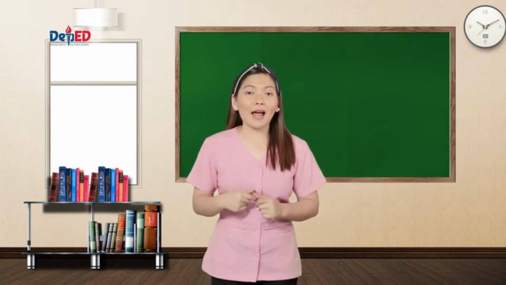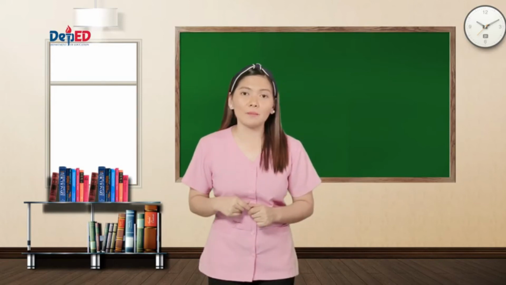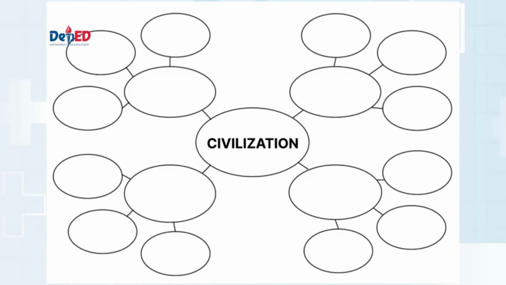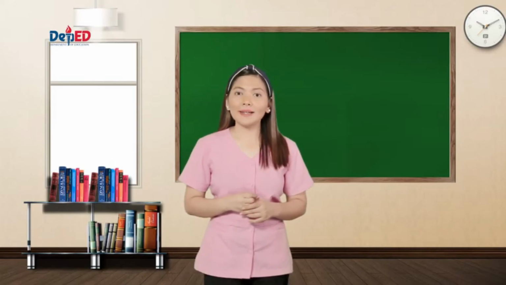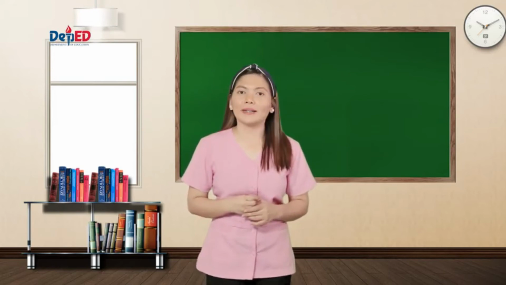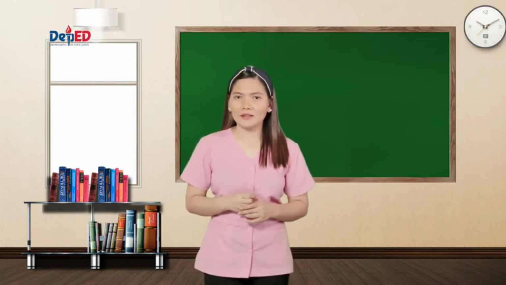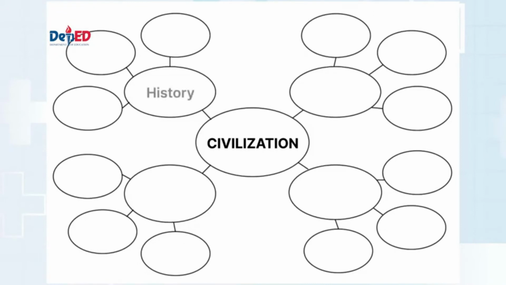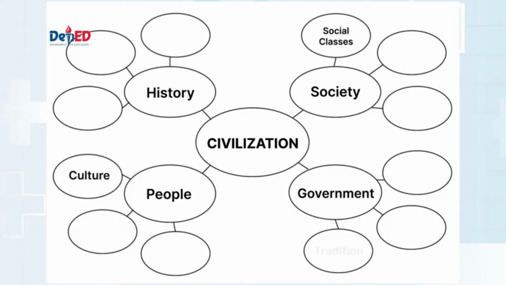Here is an example of a graphic organizer of the abstract concept, civilization. As you could see, the main topic, civilization, is placed in the middle. Around it is the content information associated with it. We have history, people, society, government, social classes, culture, tradition, politics, economy, war, and geography.